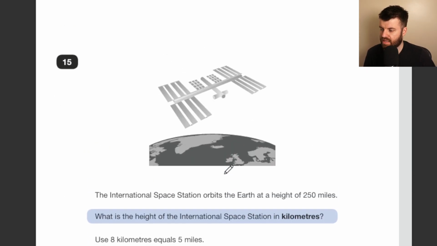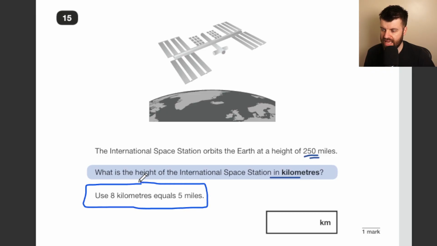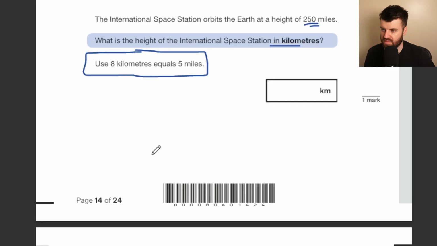Question 15. The International Space... That is a tongue twister for me. The International Space Station, my goodness, orbits the Earth at a height of 250 miles. What is the height in kilometers? And look, we're given the conversion. 8 kilometers equals 5 miles. Okay, let's move this down then. So 250 miles is how many kilometers?